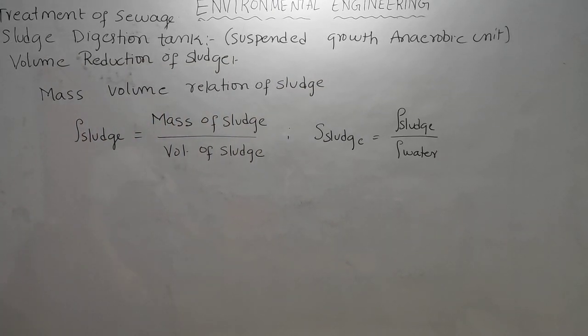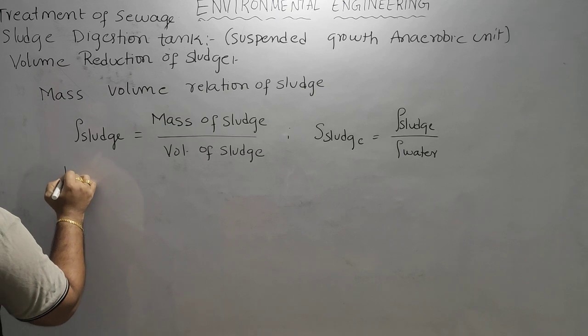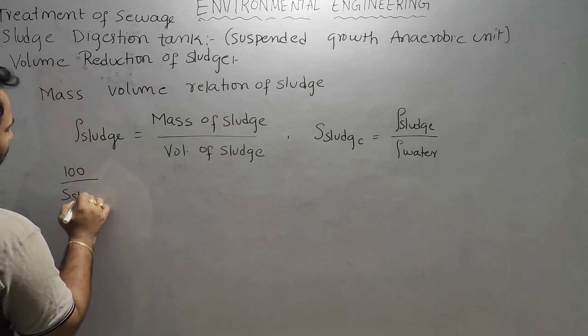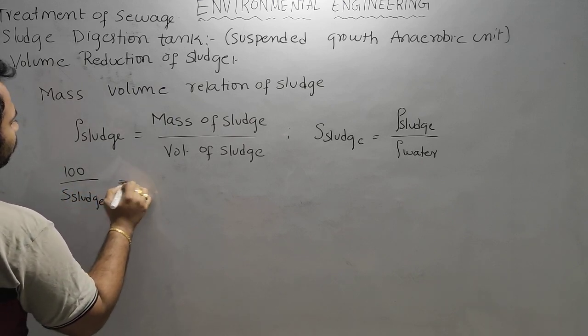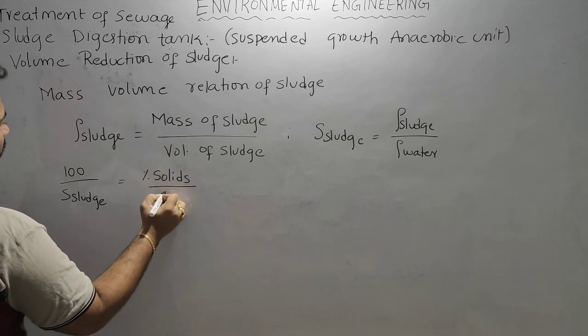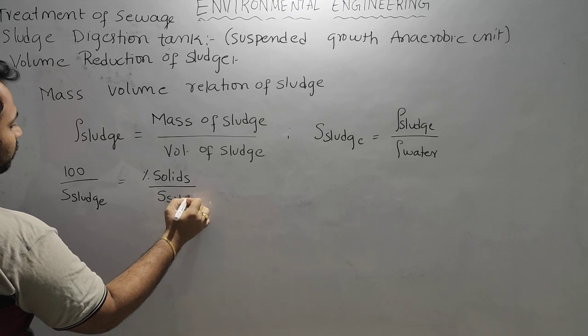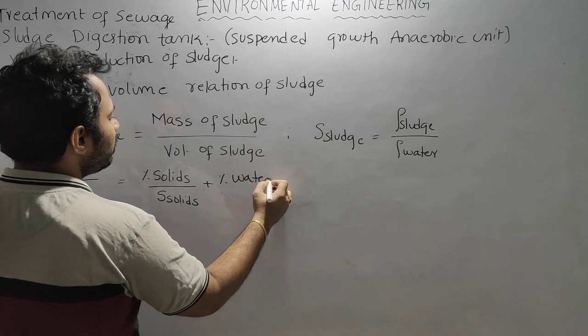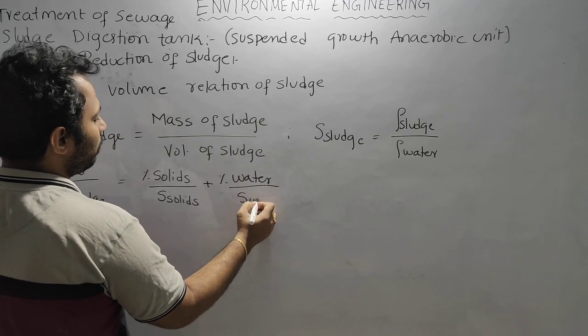So here for sludge, if you assume that it only has solids and water, then 100 by specific gravity of the sludge is equal to percentage solids by specific gravity of solids plus percentage of water or moisture by specific gravity of water.